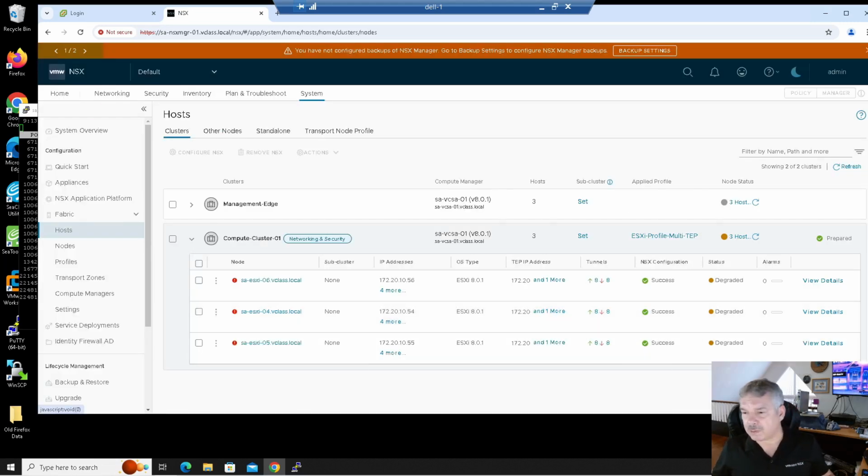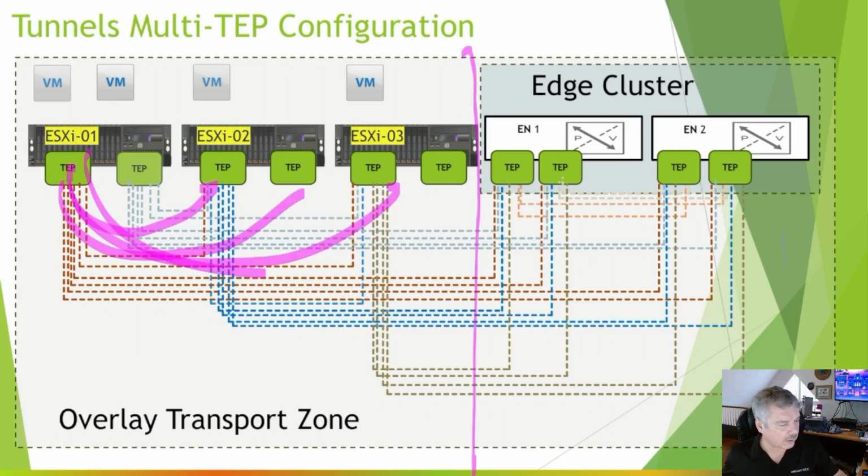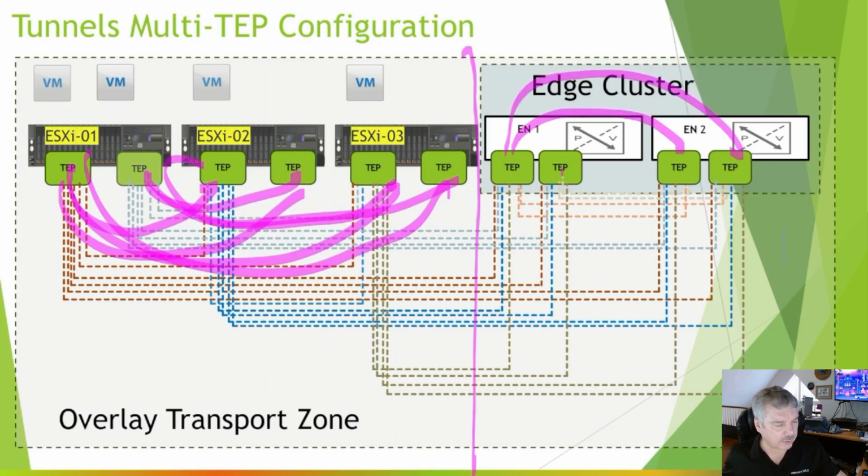So if I just go back to my iPad real quick, if I actually clear this, we can see that our host TEPs are all talking to each other. That seems to be okay, right? The edge TEPs are talking to each other. That seems to be okay. It looks like there's a break in between. So let's validate that. Let's validate that.